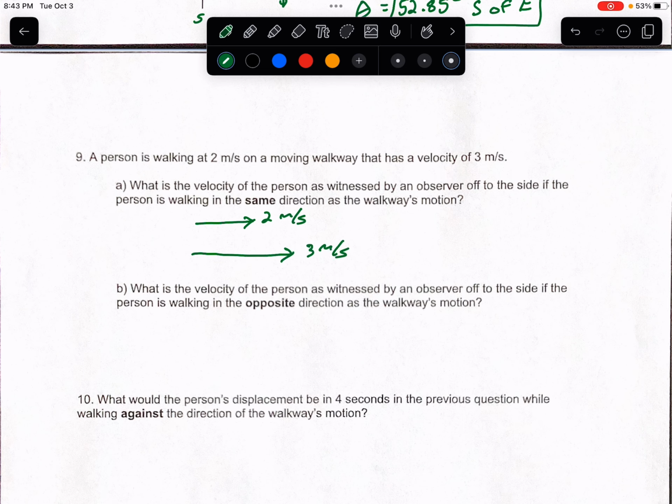So think about this in the airport, when you see people get on those, it looks like they're walking faster because you're adding those velocities. So we're going to do 2 plus 3, which means we're going to have a velocity of 5 meters per second in that same direction.